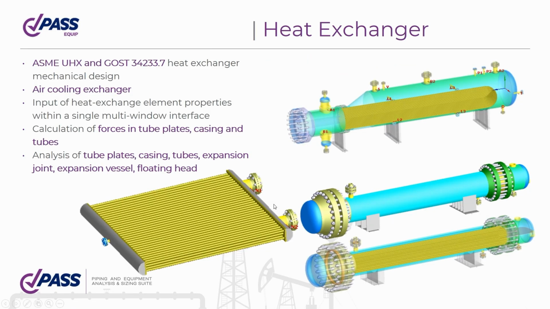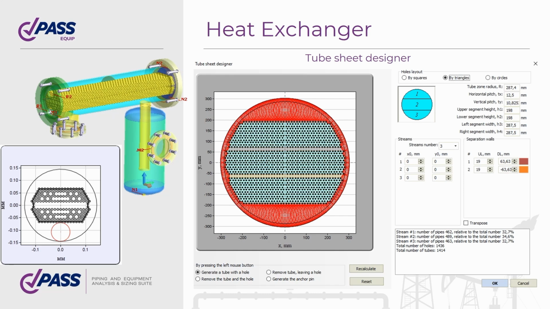Heat exchanger. The program calculates shell and tube heat exchangers with fixed tube sheets, with U-tubes and floating heads. It's also possible to calculate air cooling heat exchangers. For heat exchangers, a so-called tube sheet designer may be used. Tube sheet designer allows you to create sheets of up to 8 flows with almost any arrangement of the tube bundle.